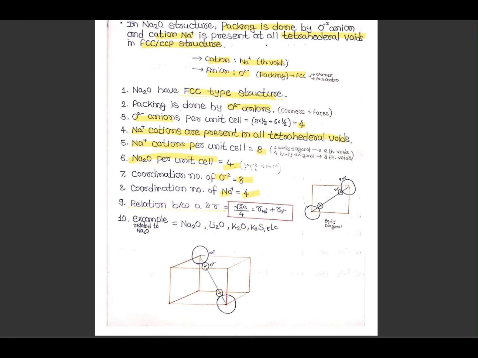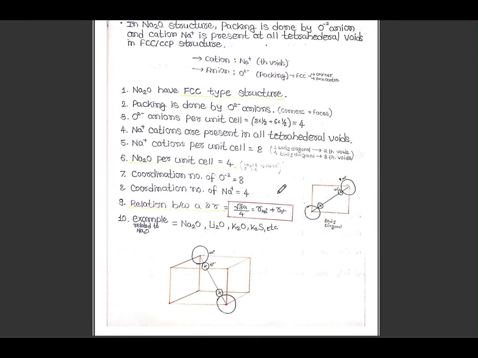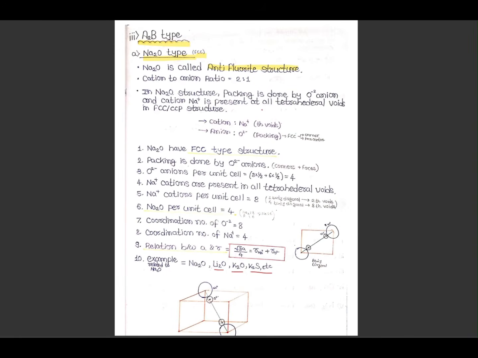The relationship between the edge length and the radius of the lattice is root 3 by 4 a equals the radius of sodium plus the radius of oxide ion. And the examples related to Na2O are Li2O or lithium oxide, potassium oxide, or potassium sulfide. You can take the screenshot.